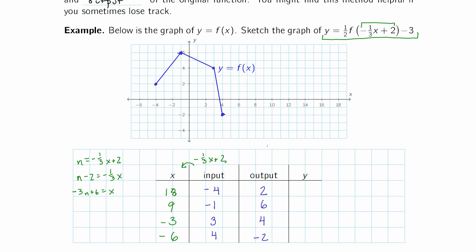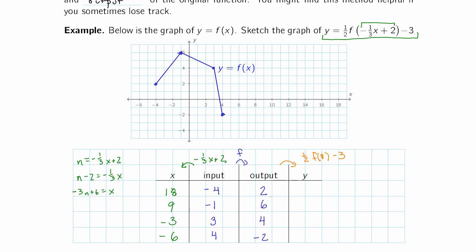Now, going from the input to the output, that's applying f. And then to get from the output to y, well, y is 1/2 times the output minus 3. So we take the output values, multiply them by 1/2, and subtract 3. Multiplying by 1/2, remember, is just dividing by 2.